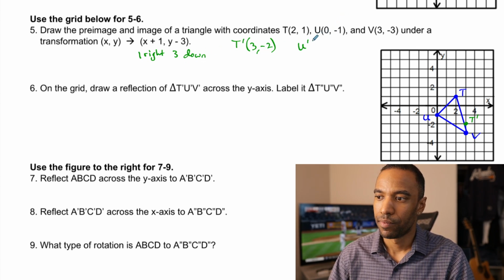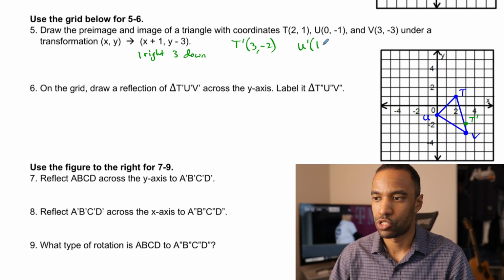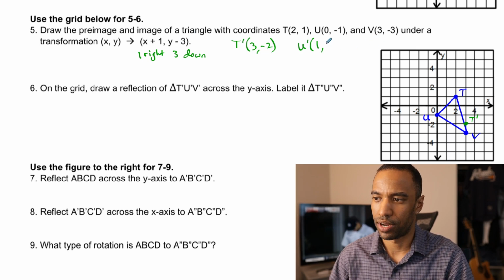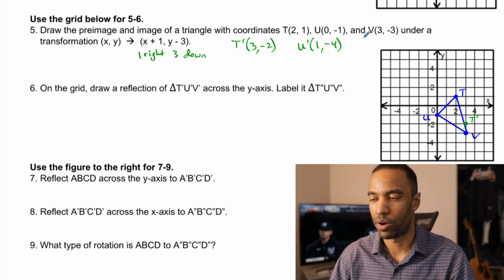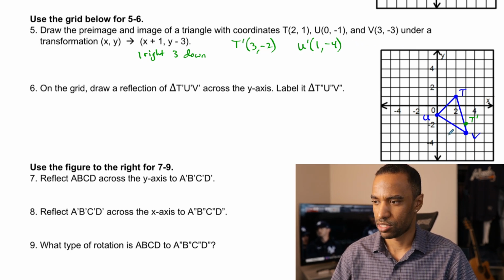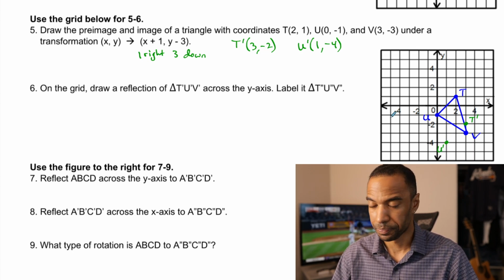U prime goes from 0 on X to apparently 1 on X. 0 plus 1 is 1. And then -1 minus 3, that goes further negative. That's -4. Remember, we were at -1. Now we go down 3. That's at -4. So U prime is at (1, -4) right here. To confirm one more time, that is 1 right and 3 down of U.